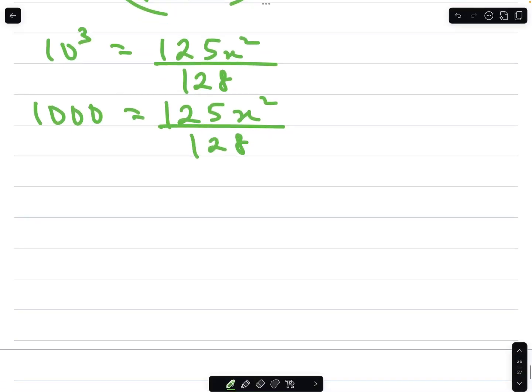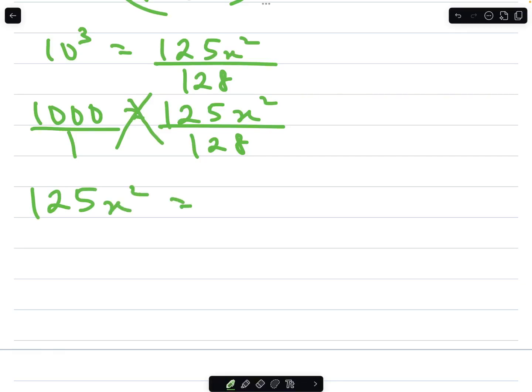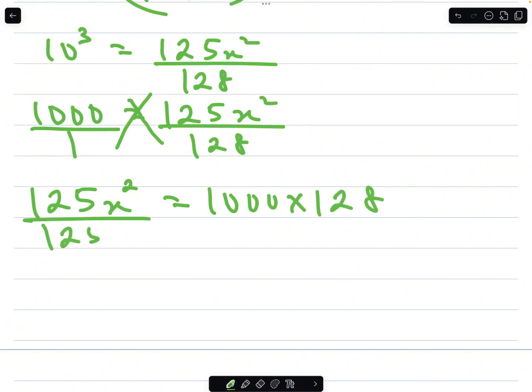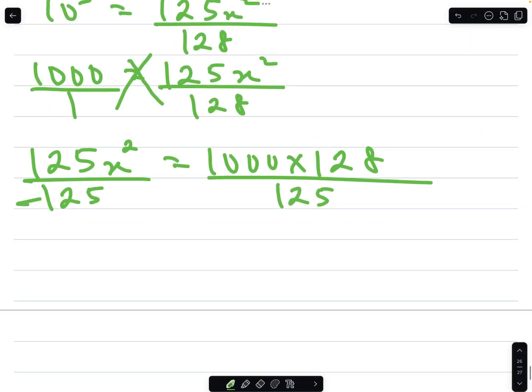And that means what? Let's do cross multiplication. You know this means 1000 by 1. 1 times 125x squared, that's 125x squared, equals 1000 times 128. What do we do to get x squared? Divide through by 125. Are you getting it? Yes.